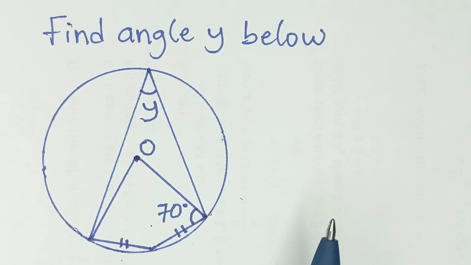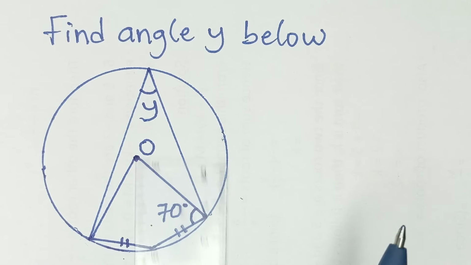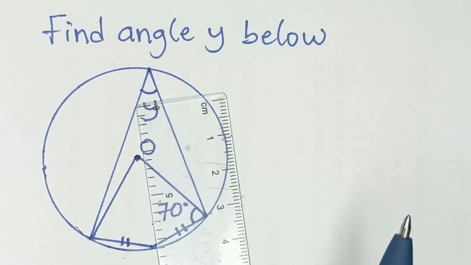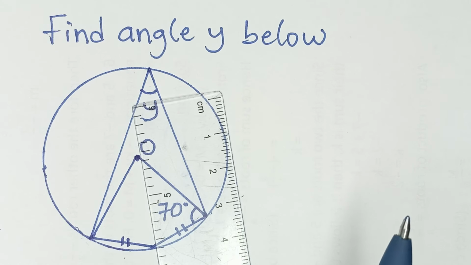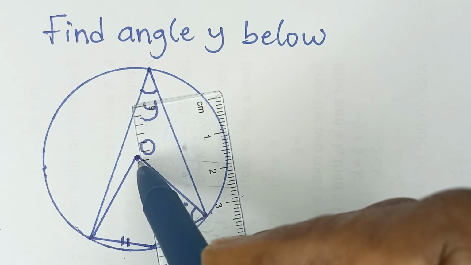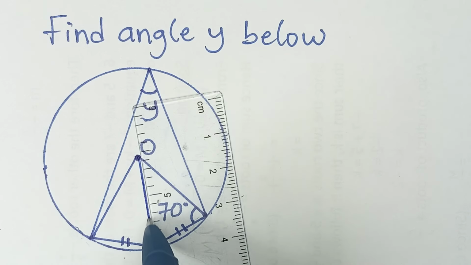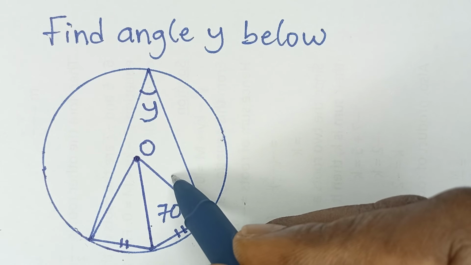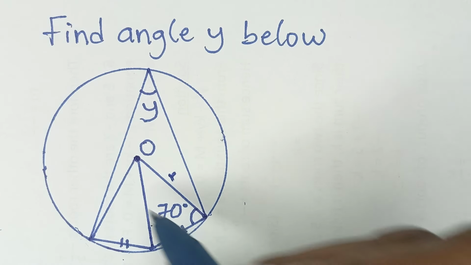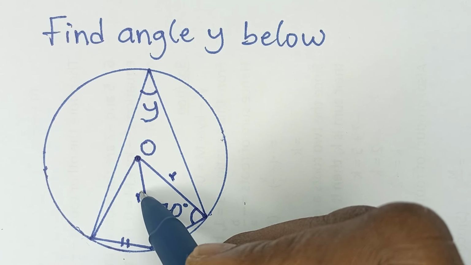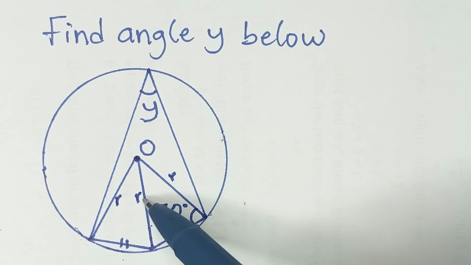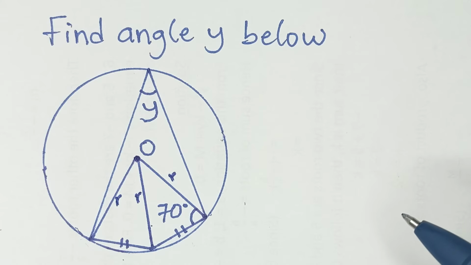So something that we can do here to make our solution easier for us to understand is to rule a line from the center to this side now, like this. So once that is done, then you agree that this is the radius, as I've said earlier, and this is also the radius, and this side is also radius. All these three lines are radius.